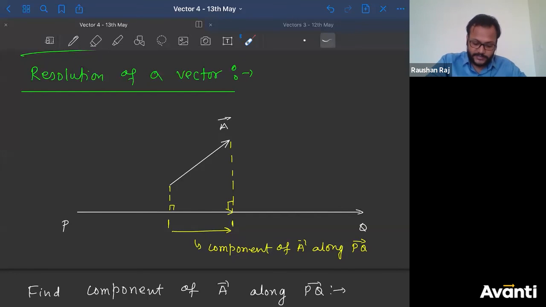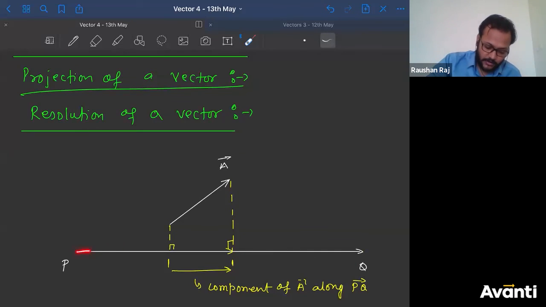ठीक है. So this length is called the component of A along PQ. अच्छा, अभी तुमने पूछा सर is projection the other name? Yes. क्या करना है, you have to find the component along PQ. तो टॉर्च लेना है और perpendicular to PQ से ऐसा लाइट जलाओ. Then on PQ, what is the shadow that you're going to get? You're going to get a shadow like this. So that shadow is nothing but the projection of this A on PQ.